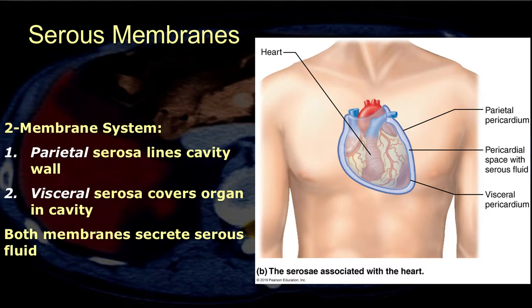Okay? Then we have a little space that contains serous fluid. And then the outside layer is the parietal serosa. In this case, the parietal pericardium. Okay? And that parietal serosa is going to line the cavity wall. So it's actually attached to the wall itself. Okay? Both of the membranes, both the visceral and parietal layers, secrete our serous fluid. Okay, so the 2 layers never touch. There's a little bit of fluid that sits between them.